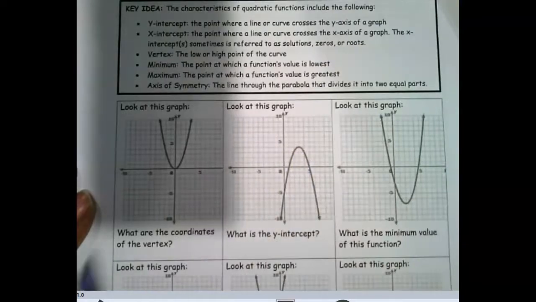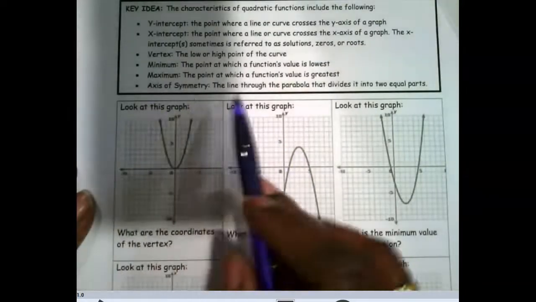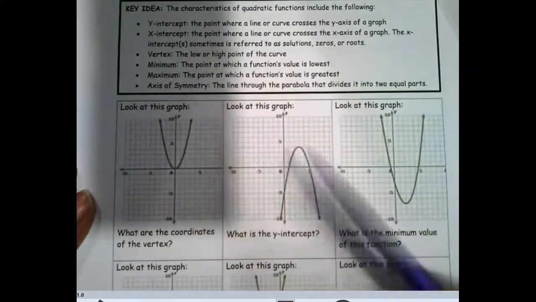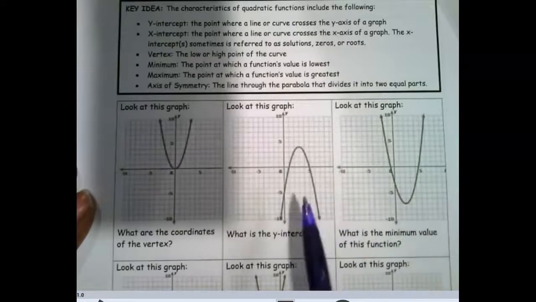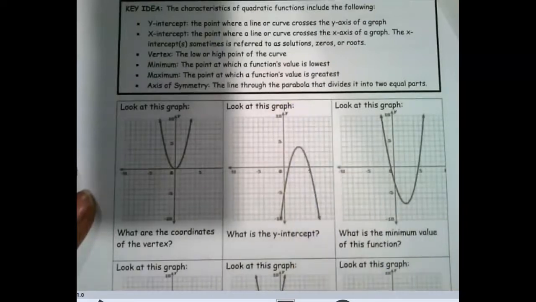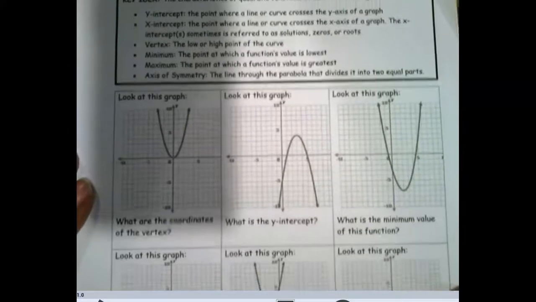And then we've got the axis of symmetry, and that's the line through which the parabola is divided into two equal parts. So there's a line that's going to go right through the vertex, and that divides the parabola in half. So let's go ahead and take a look at these.